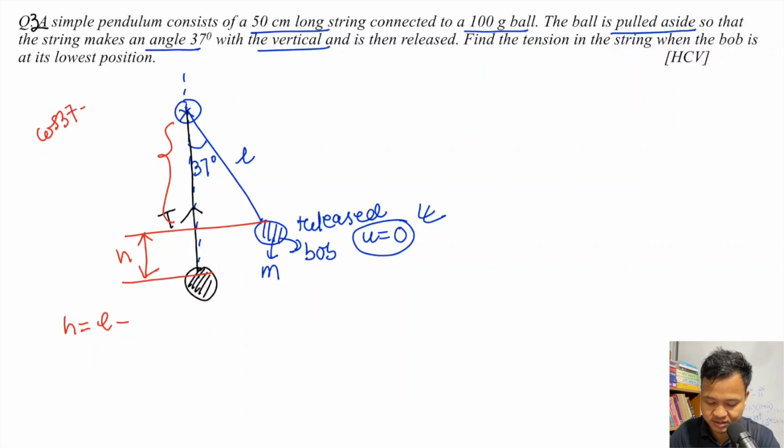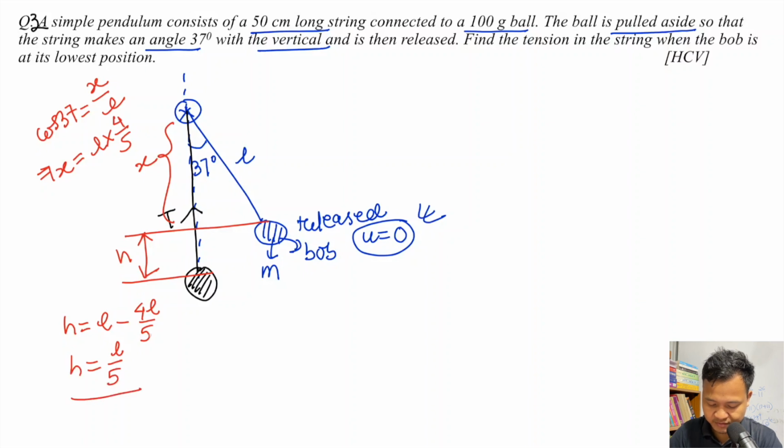So what is cos 37? Let's say this is x. Cos 37 is x divided by L, so x becomes L cos 37. L into cos 37, which is 4 by 5, gives 4L by 5. So from L, minus 4L by 5, I will have the remaining L by 5. So the height is L by 5.